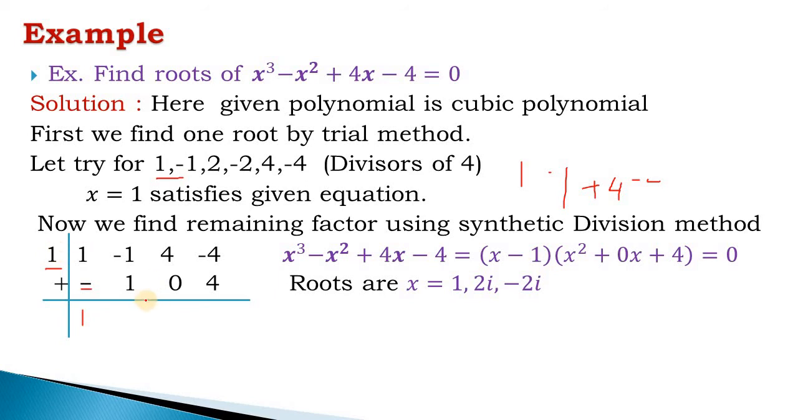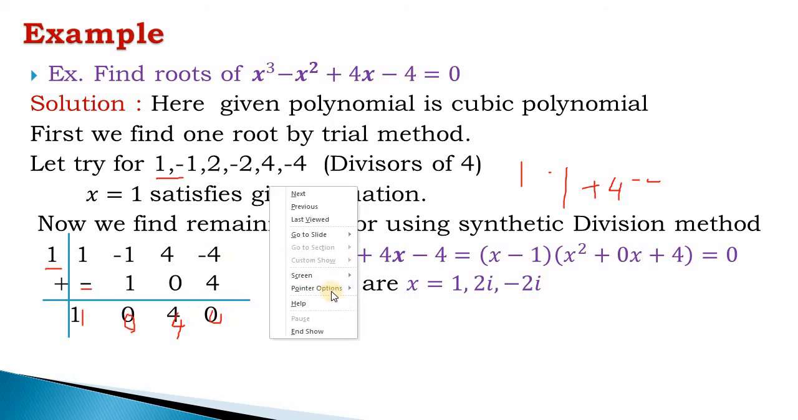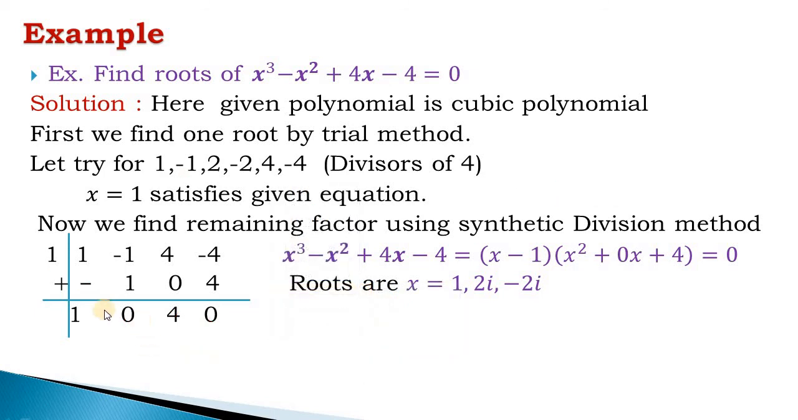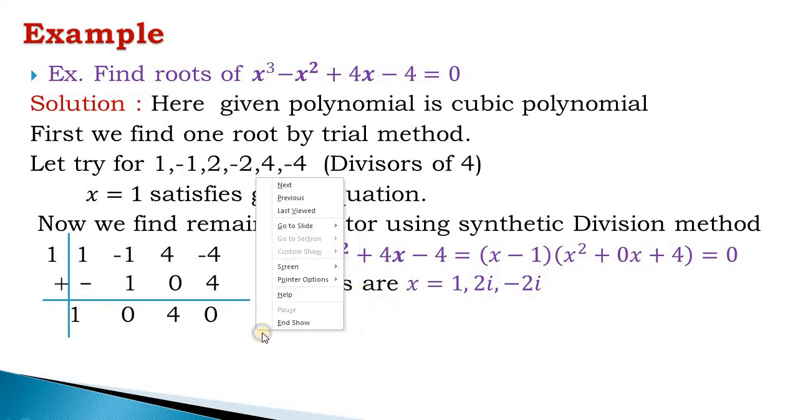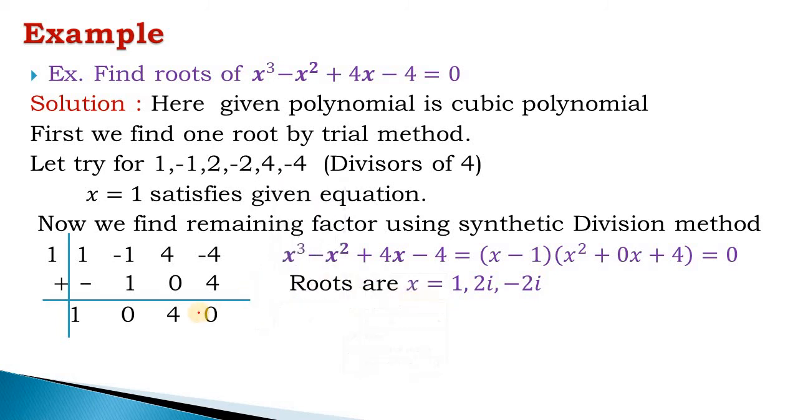Then 1 into 1, 1. Here we add: minus 1 plus 1 is 0. Then 0 into 1, 0. Then 4 plus 0, 4. And then 4 into 1, again 4. So minus 4 plus 4. In this way we get the factors, and if the last number is 0, it means our root is correct, and this is the required quadratic factor.